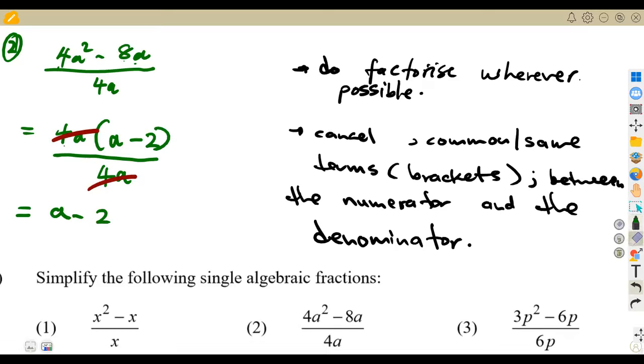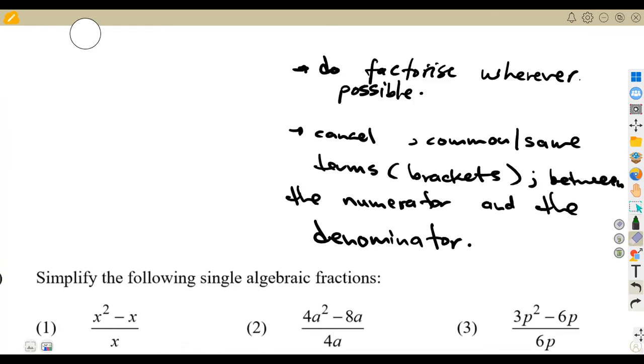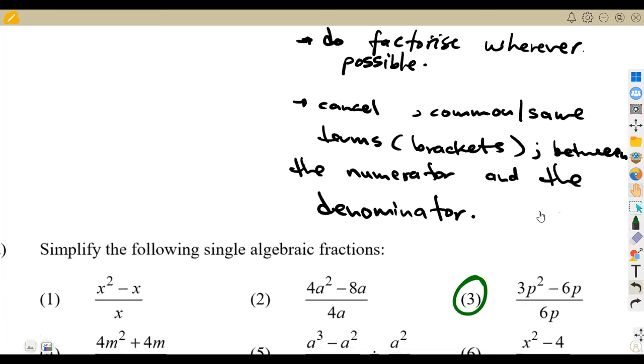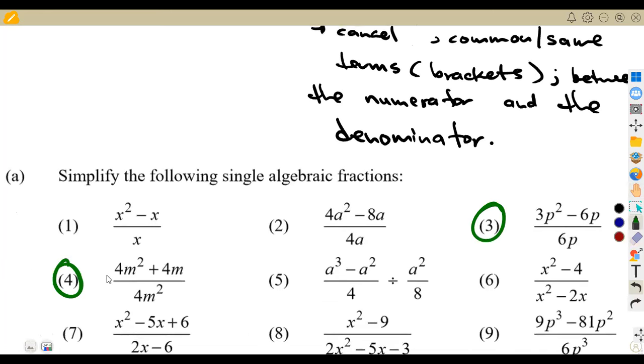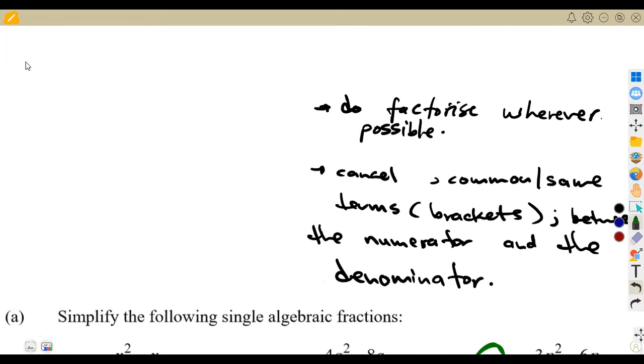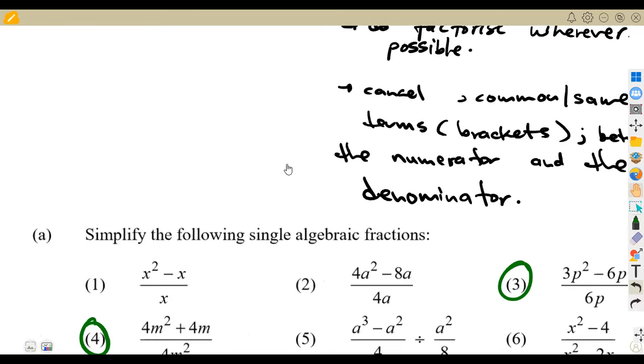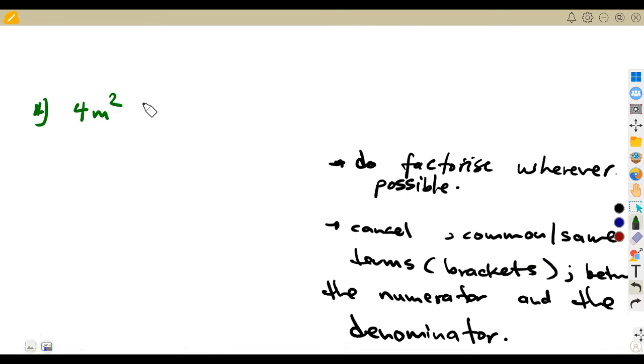As you can see, the same situation happens throughout number 3 and number 4. Question 3 is just the same, so I want you to try that and see. Let us just try the one with the positive. Number 4: 4m squared plus 4m over 4m squared. So this is question number 4.